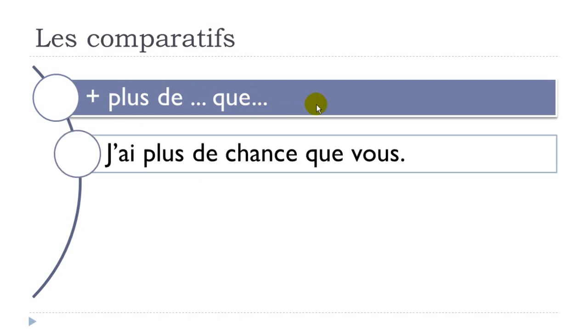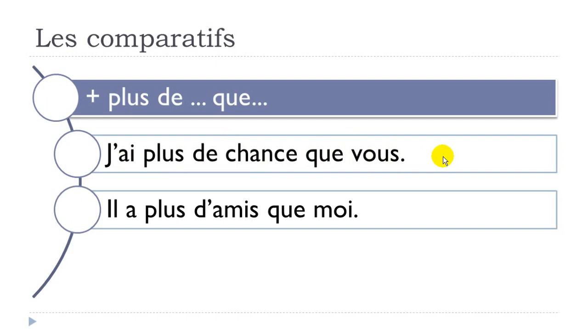Okay, let's see one example. J'ai plus de chance que vous. Okay, chance is luck. J'ai plus de chance que vous. Vous is you. Alright? Il a plus d'amis que moi.